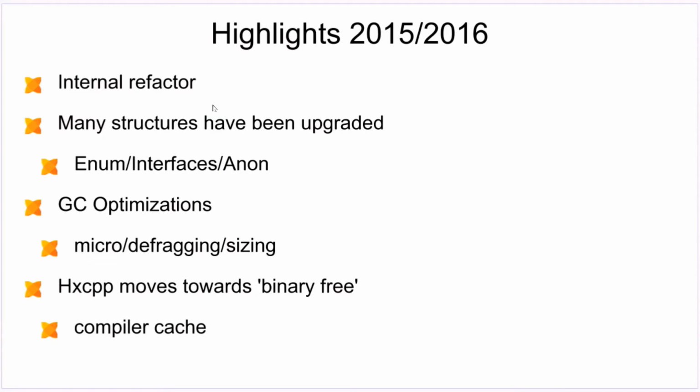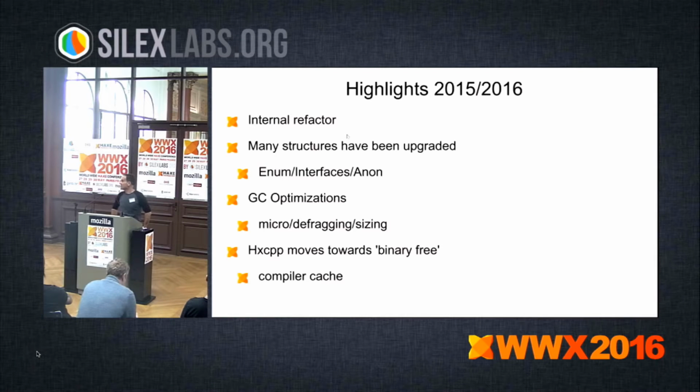So the highlight of the last year is a big refactor in the way the OCaml code was written. The original code was over 5 years old now, and when I first started, I didn't really know what I was on about that much, so I've learned a bit since then. I've also upgraded some of the internal structures in the actual header files that CPP uses. The enum interfaces and anonymous structures have all had a bit of an overhaul. And again, some of those date back 5 years or more, so it's probably a bit due.